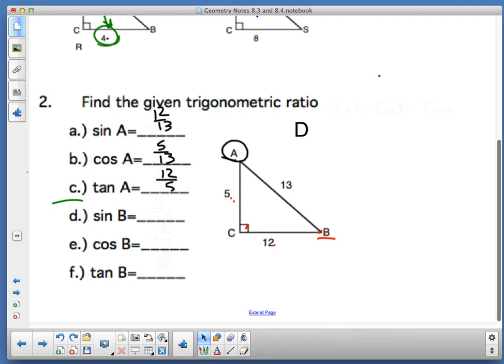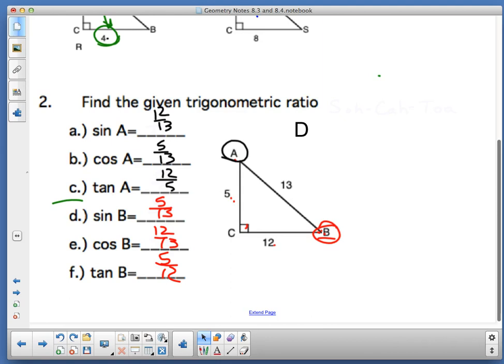So now, if I switch to go to B, the sine is opposite over hypotenuse, 5 over 13. The cosine's adjacent over hypotenuse, which is 12 over 13. The tangent's opposite over adjacent, which is 5 over 12. Are there any questions regarding those?